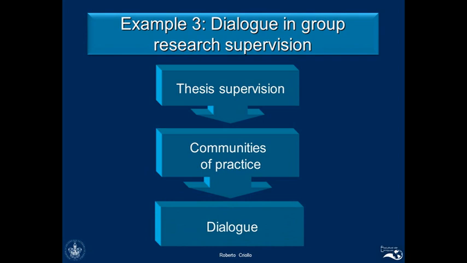So you see, again, we go from general to specific. Thesis supervision, where does it happen? It happens in communities of practice. How do communities of practice share knowledge? By means of dialogue. And we go again from the general to the specific. This is the way in which we prepare for writing an introduction.